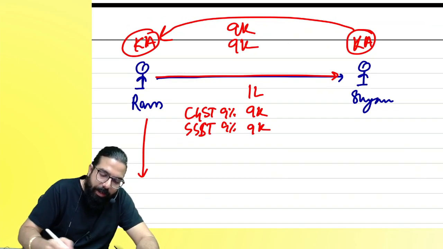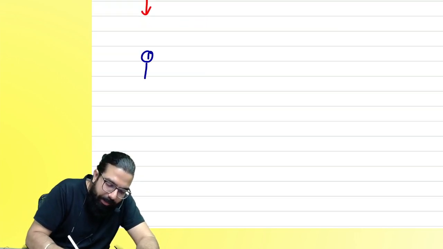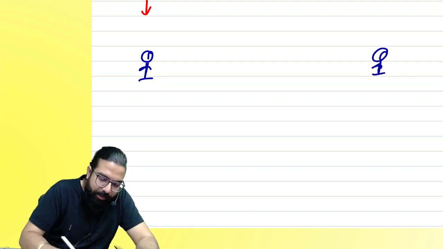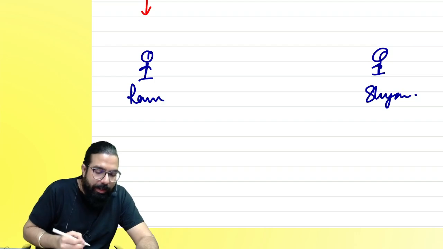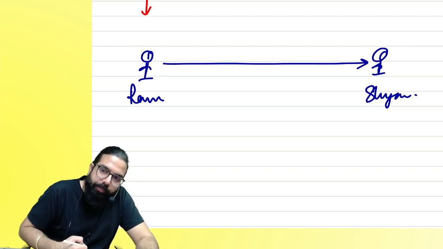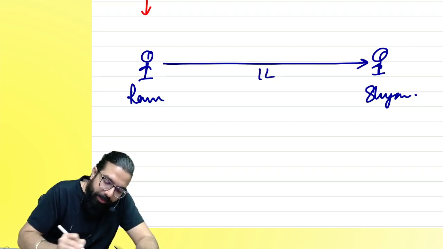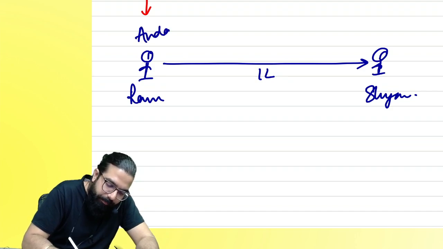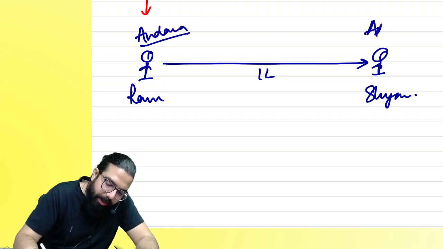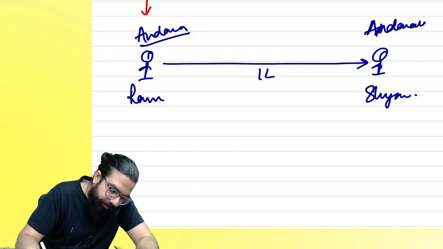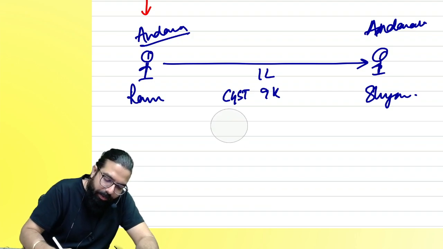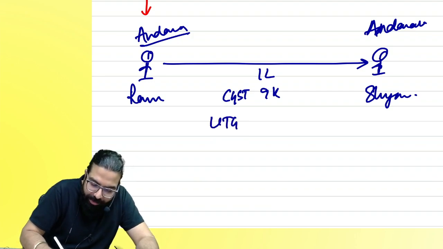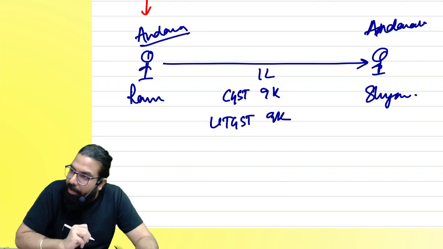Okay, tell me one thing. If instead of Karnataka, this is Ram and this is Shyam, and Ram supplied 1 lakh rupees of goods to Shyam, and he is in Andaman and this guy is also in Andaman, then what will he charge? Not CGST 9,000 and SGST, but UTGST 9,000. Are we clear?